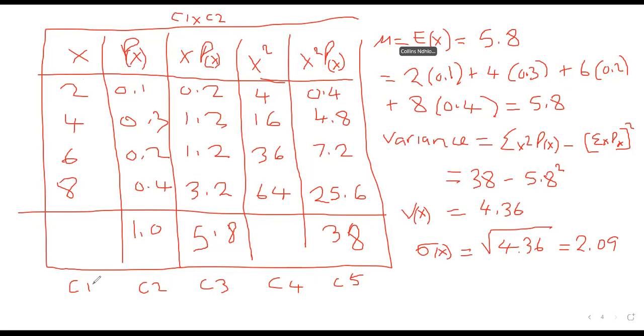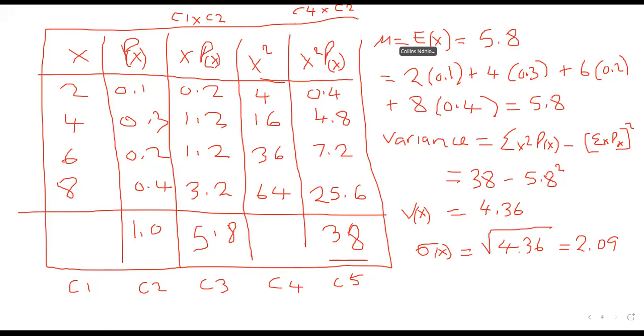How did we get column 4? We simply squared column 1. Great. And how did we get column 5? We multiplied column 4 by column 2. Excellent. Then how did we get the variance? We sum up column 5, then square the mean, column 3, and subtract. Great, we got the variance.